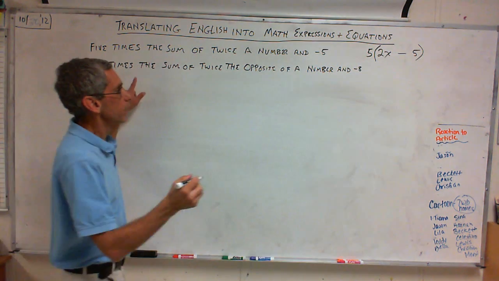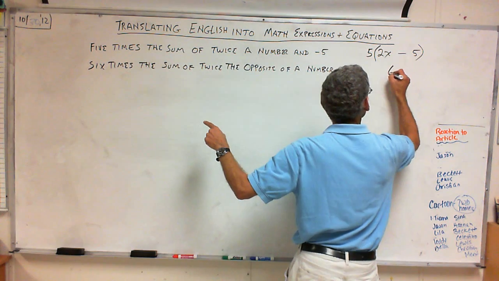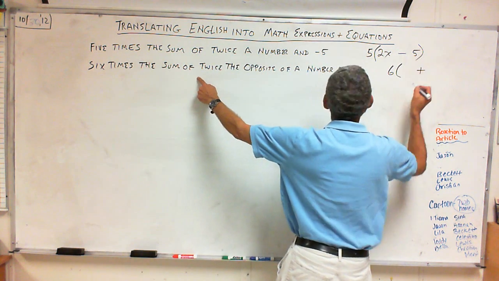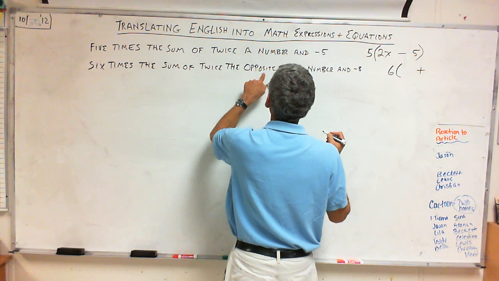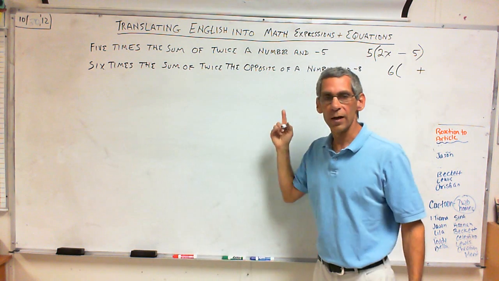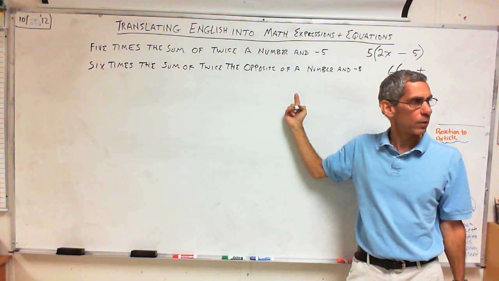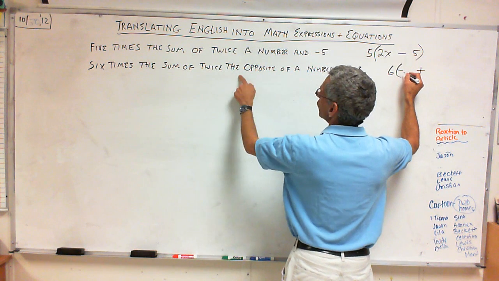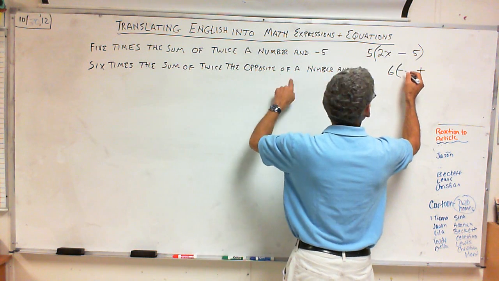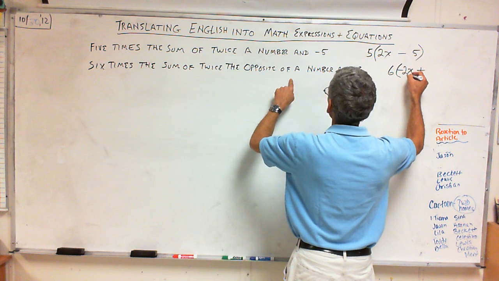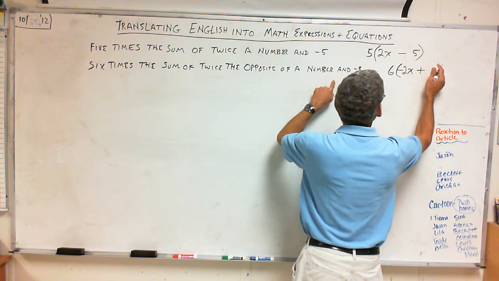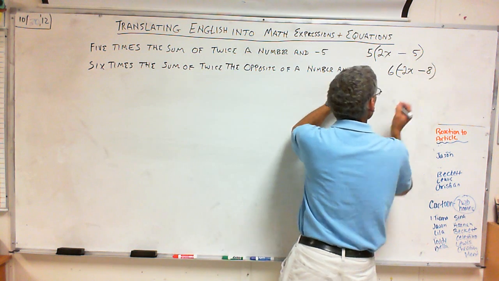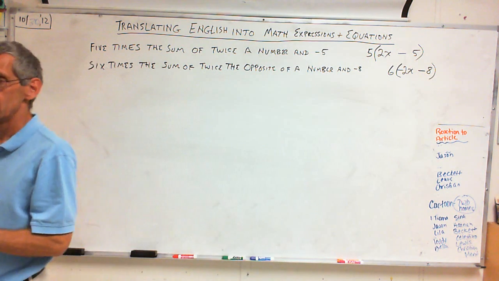6 times, so I just do that first. 6 times the sum of, I know I'm going to put a plus sign in the middle, twice the opposite of a number. Well, a number is x. What would be the opposite of a number? Negative x, right? So twice the opposite is negative 2x, and negative 8. So I'm going to change that plus again to negative 8. And there we go. That make sense?